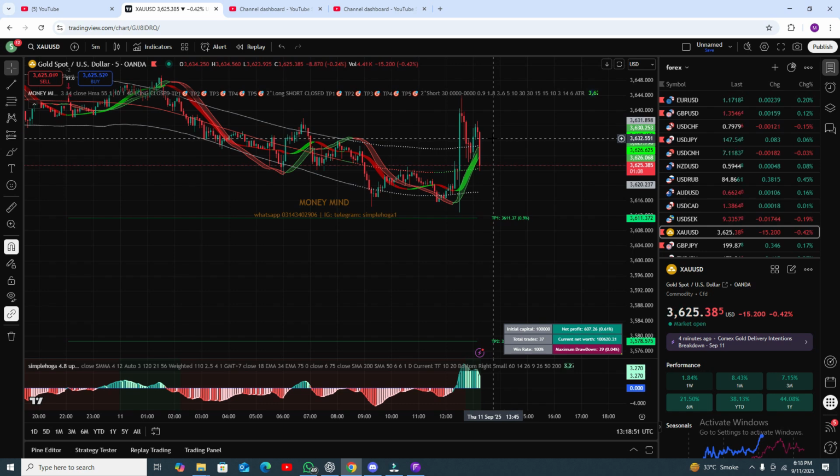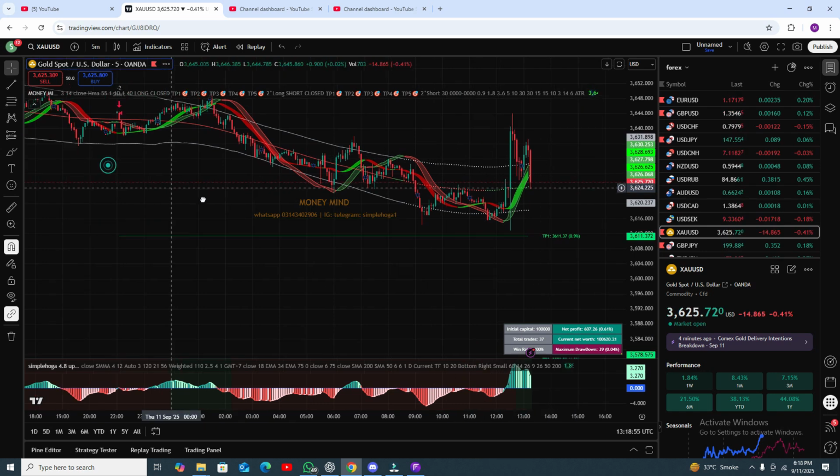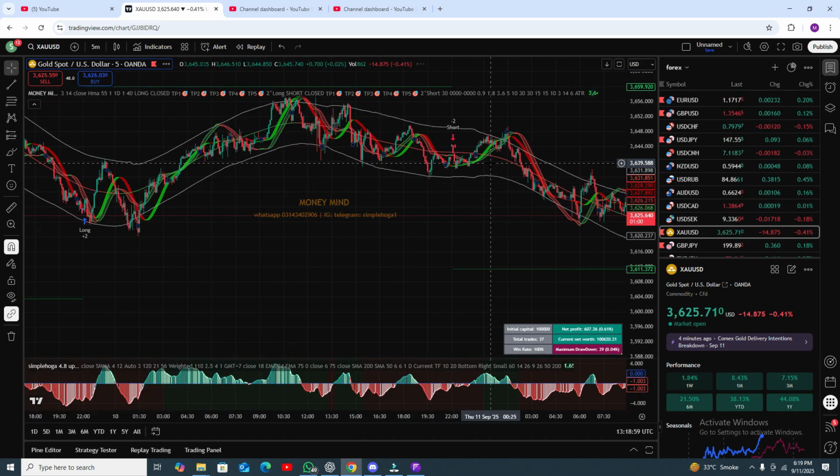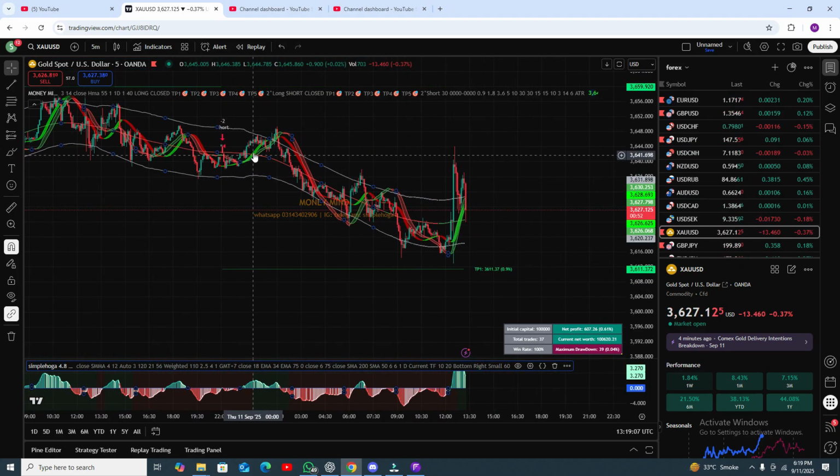If the market goes upside, I will open my trade one more time. Okay, here you can see in this way you get a lot of profit, consistent profit. And you can see after getting the buy signal, the market going upside. After getting the sell signal, you can see the market in the gold is going downside. Okay, so that is the main thing here.